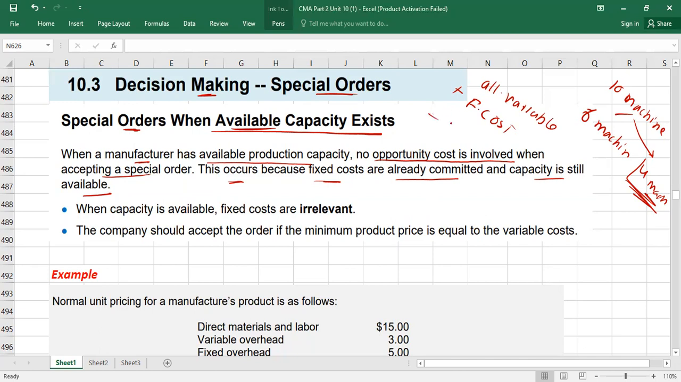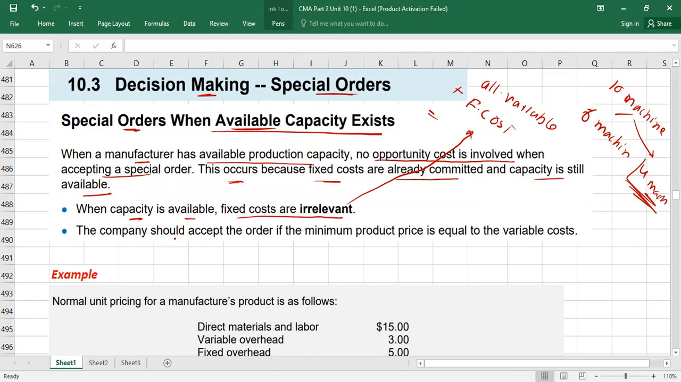Understood? And please remember, if you add these two things: all variable cost which will arise due to this decision, variable cost meaning incremental cost or avoidable cost, plus fixed cost, if it is changing due to this decision, that time it can be relevant. Otherwise, if fixed cost remains unchanged, it is going to be irrelevant. So when capacity is available, fixed costs are irrelevant, but you have to check the point. You have to read the question very carefully. If there is any change in the fixed cost due to this decision, that can be relevant.